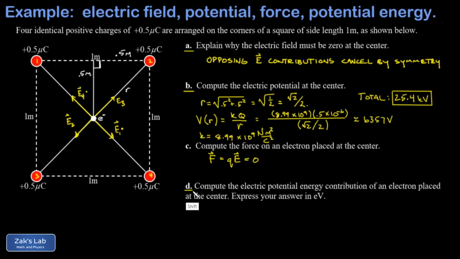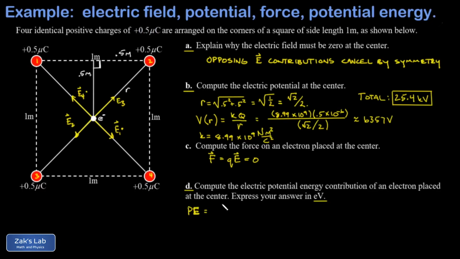In part D, we want to get the electric potential energy contribution obtained by placing an electron at the center of this configuration. So this is a negative charge that's close to a bunch of positive charges. This is going to be a negative potential energy contribution. And we're asked to express our answer in electron-volts. And actually, there's 2 ways of going about the solution here. And I'm going to do the long way first and then show the shortcut.